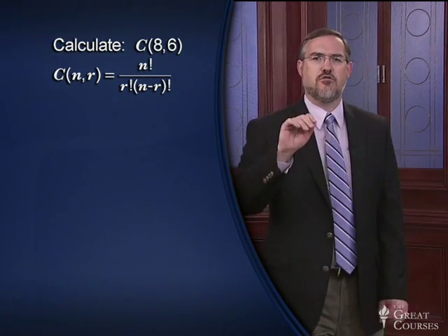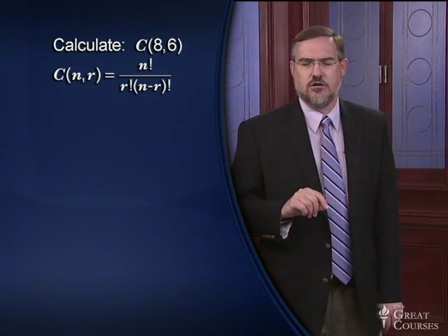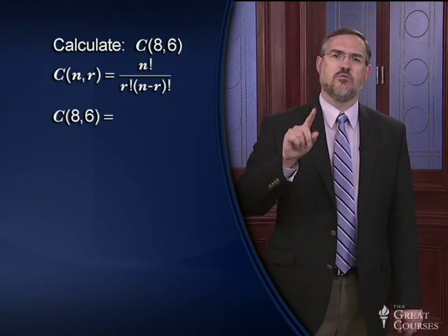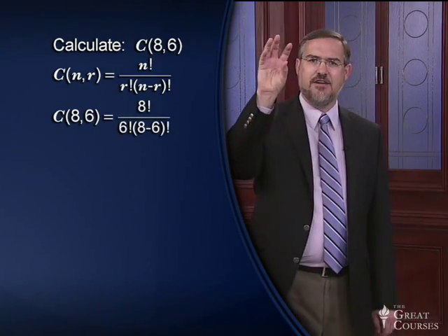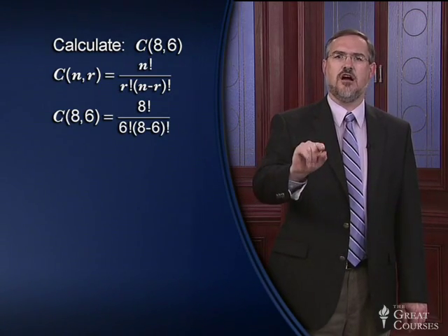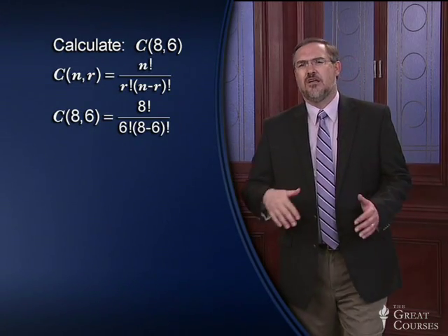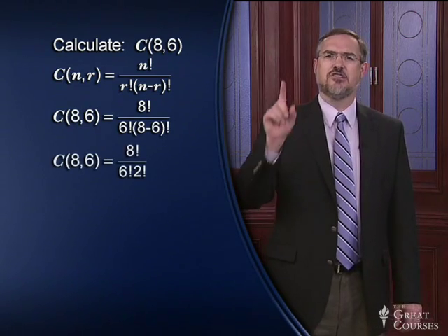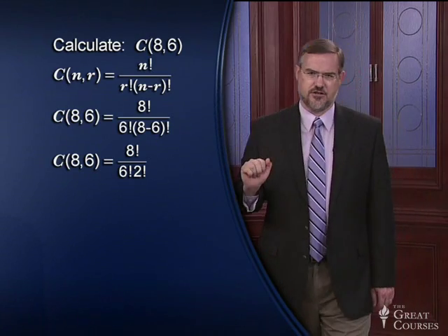Now I'm going to use this formula, C of n comma r equals n factorial over r factorial times n minus r factorial. In this case, n would be 8 and r would be 6. And so C of 8 comma 6 is the same as 8 factorial in the numerator divided by 6 factorial times 8 minus 6 factorial. Now what does that give me? Well, start simplifying a little bit in that denominator and you'll realize that this is the same as 8 factorial on top divided by 6 factorial times 2 factorial.